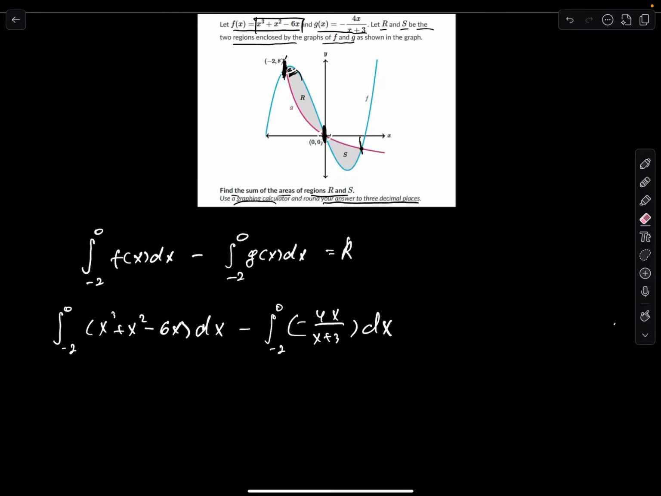You already need to know that at this point. So x to the fourth power over 4, plus the same thing with the second variable expression, x cubed over 3 minus 3x squared. And we're going to evaluate it, add 0, and subtract our evaluation at negative 2. Now the same thing with this part.